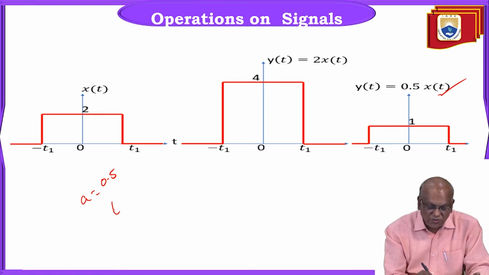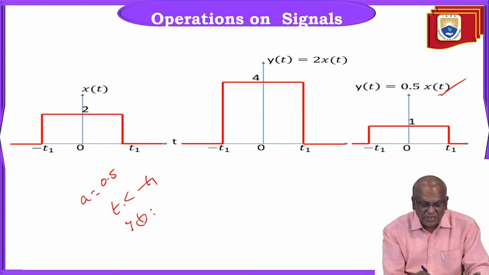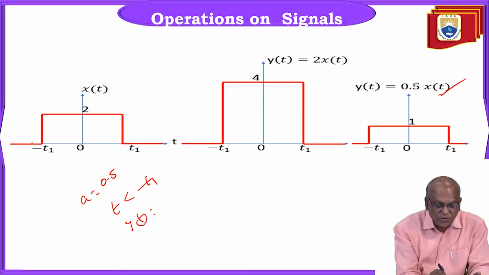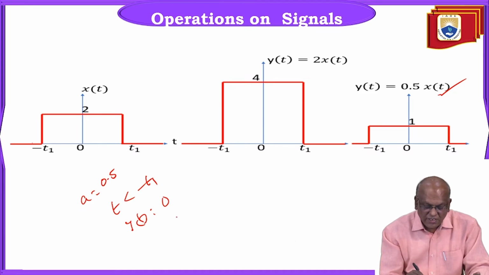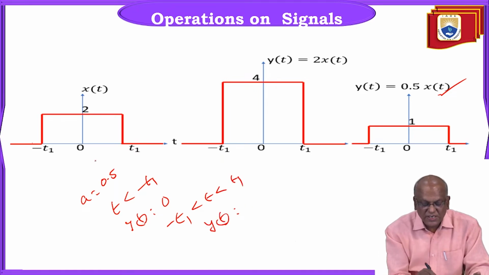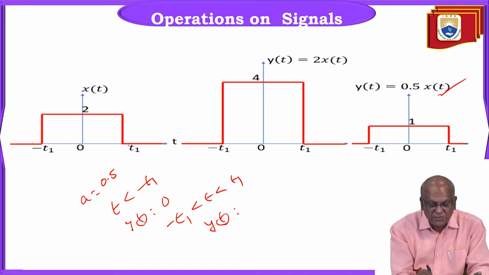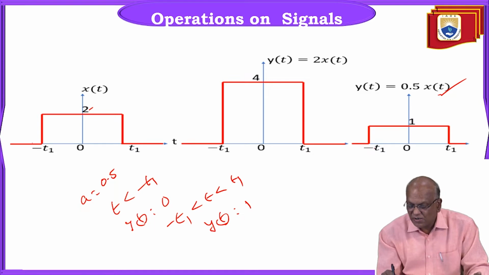First you consider t less than minus t1. The y of t value becomes 0, because when t is less than minus t1, x of t value equal to 0, and 0 into 0.5 becomes 0. Next, when minus t1 less than t less than t1, y of t value equal to 0.5 times x of t, and x of t in the interval minus t1 to plus t1 equals 2, so 2 into 0.5 gives 1. That's why between minus t1 and plus t1, the value equal to 1.